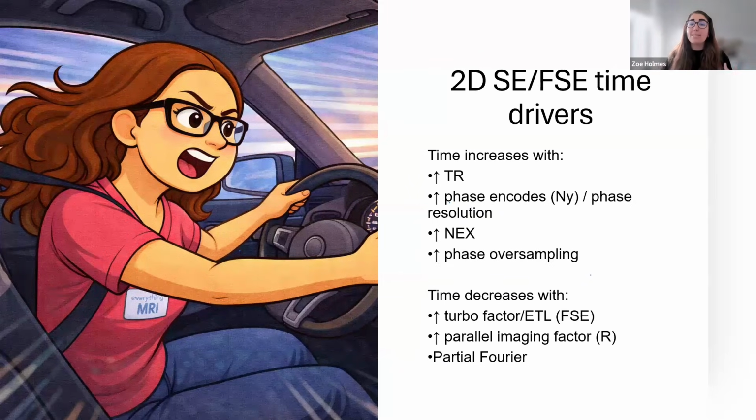So more phase lines means more TRs. Next, our averages repeat the acquisition. So this is more of a linear relationship. Our echo train length and turbo factor is a speed lever in fast or turbo spin echoes. You can collect multiple lines per TR and it can reduce your time. But when you have a high echo train length, you can introduce blur and you can alter your contrast because later echoes have more T2 decay.